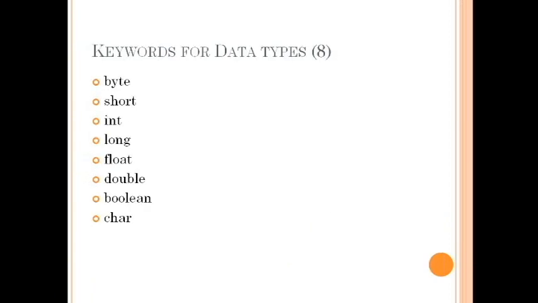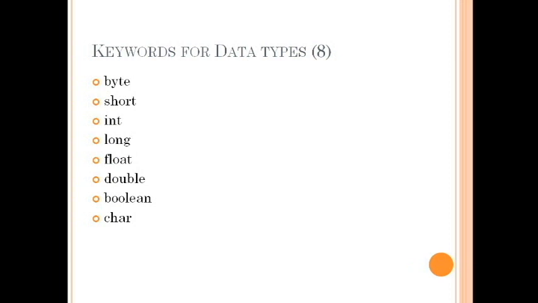Now for data types we have 8 keywords: byte, short, int, long, float, double, boolean and char. Now these 8 are data types, and when we will study the data types topic, we will get to know what are the meanings of byte, short, int, long, float, double, boolean and char. For now, we just want to know that there are 8 data types that can be used as keywords.